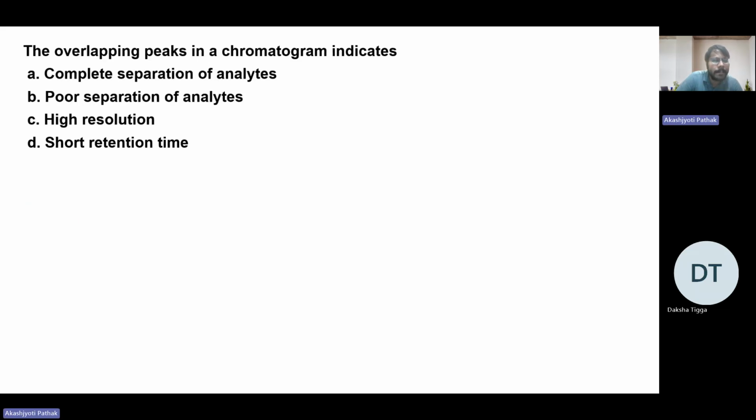What do overlapping peaks in a chromatogram indicate? If there are overlapping peaks, it means that there is poor resolution, poor separation of analytes. Or if there is tailing in the chromatogram profile, then also it indicates poor separation. So you must get a very sharp peak. If your column has a high resolution, then it will give a very sharp peak.